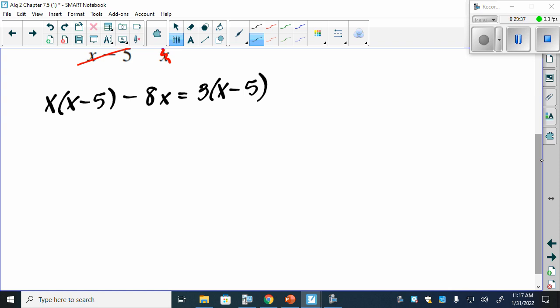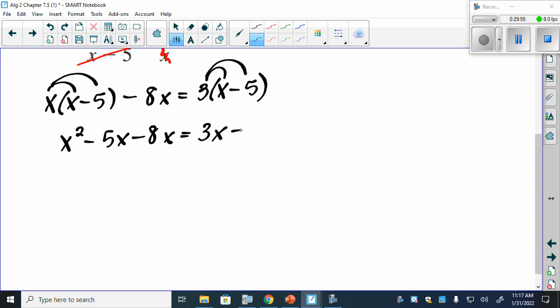Now we need to distribute. So the first one will distribute the x. So x times x is x squared minus 5x minus 8x is equal to, here we'll distribute the 3. 3 times x is 3x minus 15. Now we can go on and combine like terms because there are two like terms here, the negative 5x and negative 8x. And negative 5x minus 8x is negative 13x is equal to 3x minus 15.